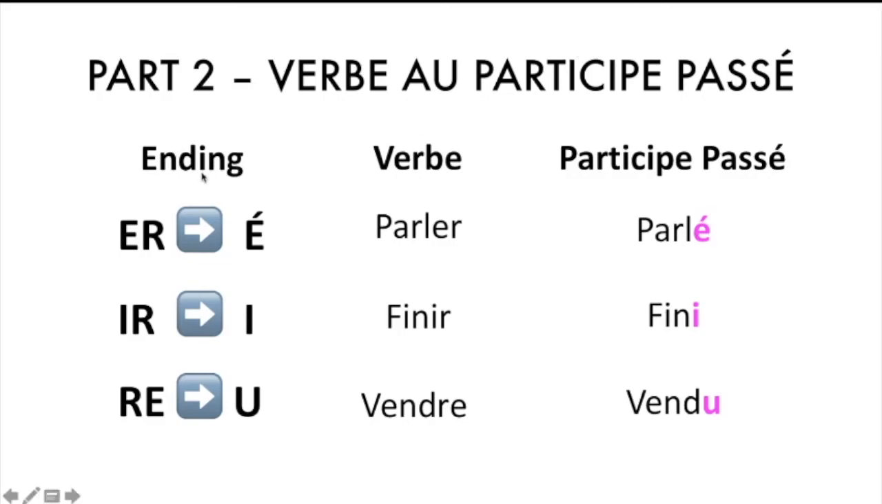So, for example, if the verb ends with er, like parler, the er is going to change into an é with an accent aigu. So you would have parlé. If the verb is an ir verb of the second group, it's going to change to an i at the end. So, for example, we have finir is going to change to fini. And if the verb is part of the third group, which is the re verbs, the re is going to change to a u. So, for example, we have vendre, and it's going to change to vendu.